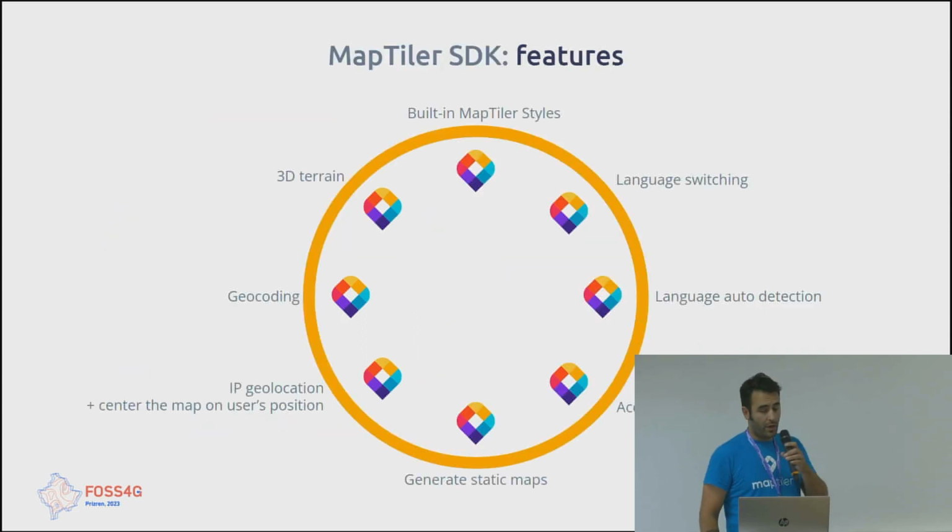For example, one of those modules is the use of built-in styles that our cartographers and designers make. Language switching, auto-language detection based on system settings, access to data on the cloud, generating static maps, geocoding, and 3D terrain to have the whole DEM. And centering the map on the user position might be a plus for our customers.